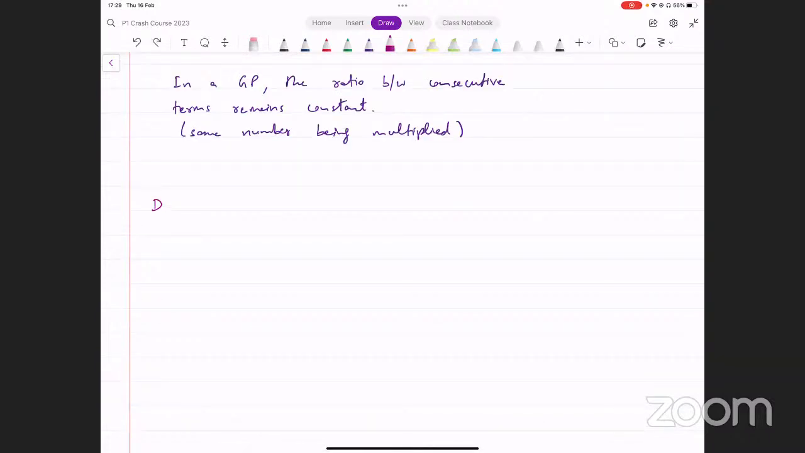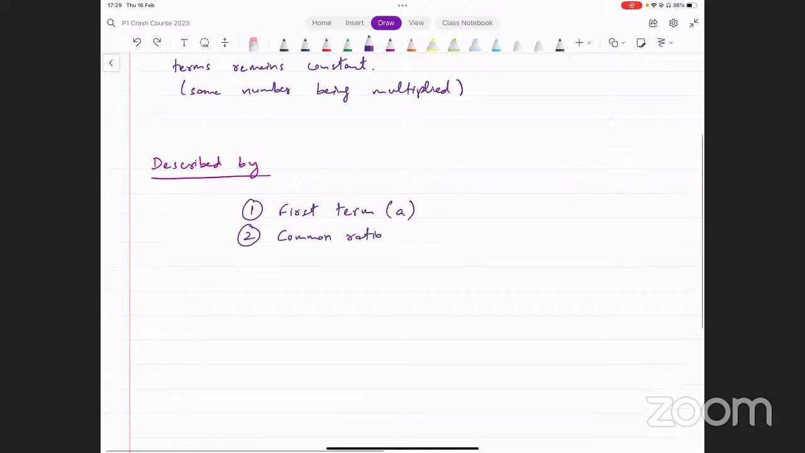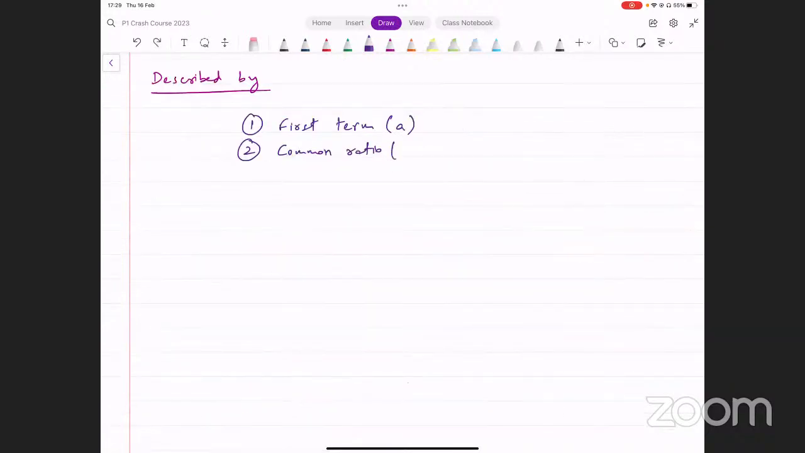Let's think about that. A geometric progression is defined by two things as well. Now, one thing is the same as what we used to have in arithmetic progressions. That's the first term. So you need to know the first term of the GP. And the second thing is common ratio. Right? That's this number 3 here, for instance, in this particular example. All right, so common ratio and first term. First term is denoted by the letter A, and the common ratio is denoted by this letter R.